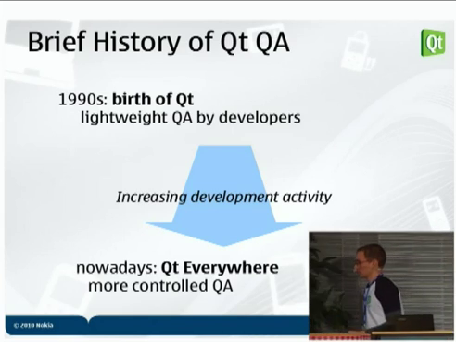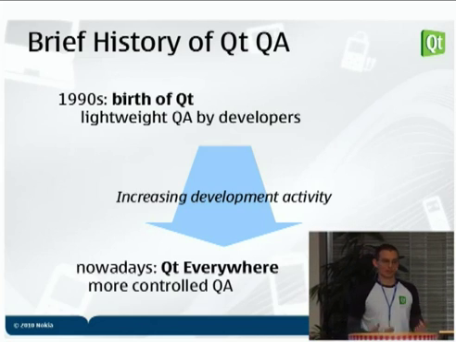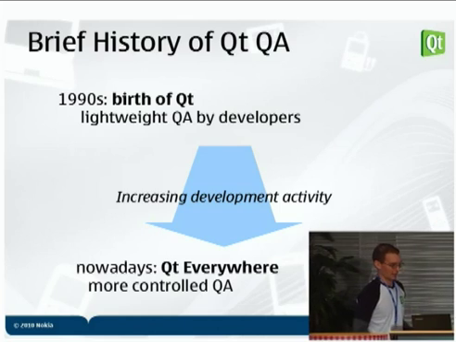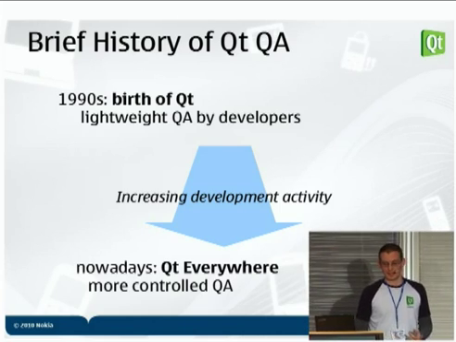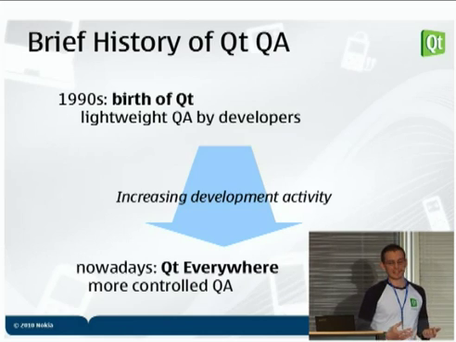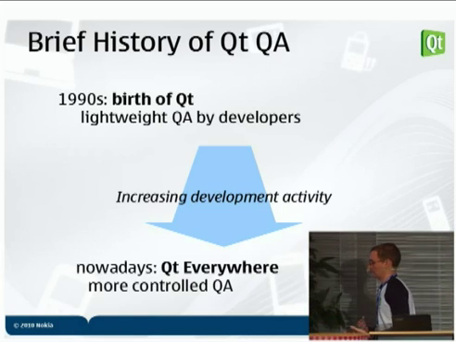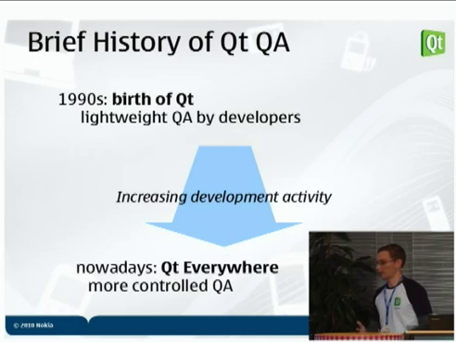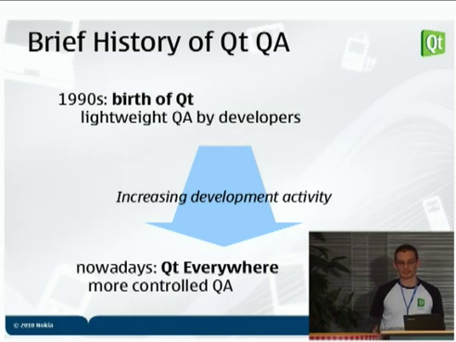Now, if we fast forward to today, we have Qt everywhere. Qt is on millions of devices, and we hope it will be on hundreds of millions, gazillions of devices. And when we have Qt with an install base of millions of devices around the world, it really doesn't cut it anymore to have developers developing code and then also being responsible for the QA for that code. So nowadays we have considerably more strict and formal QA processes in place.